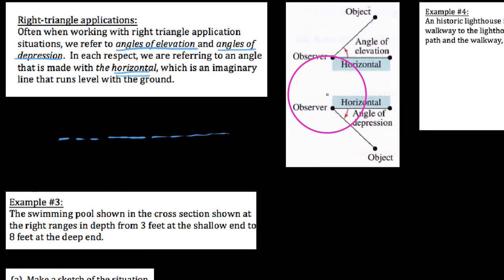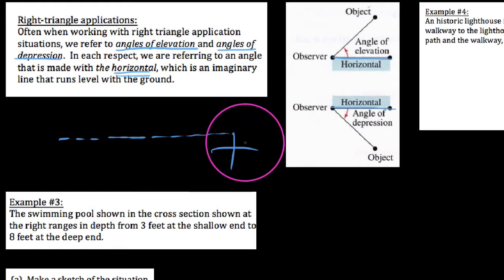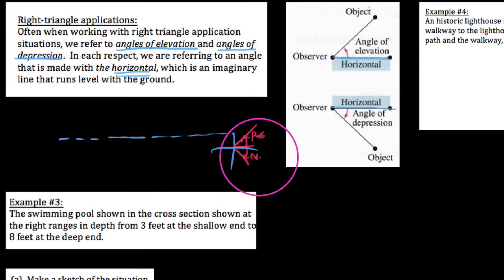But I've included a couple of sketches over here. We'll say there's an observer, and they describe there being an object either up or down from themselves. We say with respect to this idea that this imaginary horizontal line runs through them, an angle of elevation is any angle up from the horizontal, whereas an angle of depression would be any angle down from the horizontal. And anybody who studied trig knows that when you sketch angles in standard position, angles that proceed counterclockwise are considered to be positive, and angles that proceed clockwise are considered to be negative.